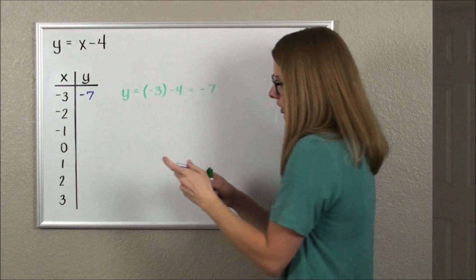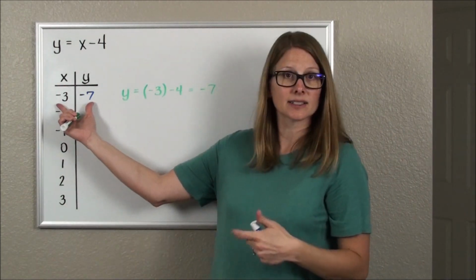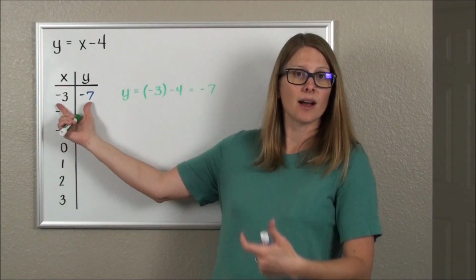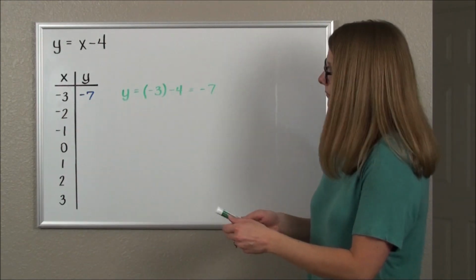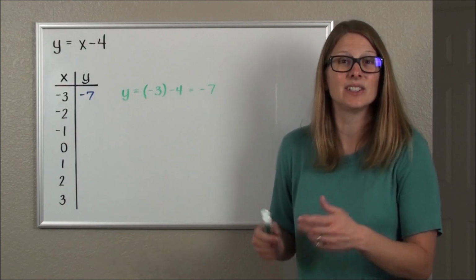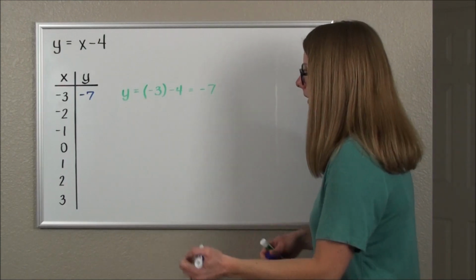And so what I have achieved is now an ordered pair, x comma y, in this case -3 comma -7, and I'll be able to plot that point in a rectangular coordinate system. But one point's not enough to get a line, I do need at least two. So let's keep going here.